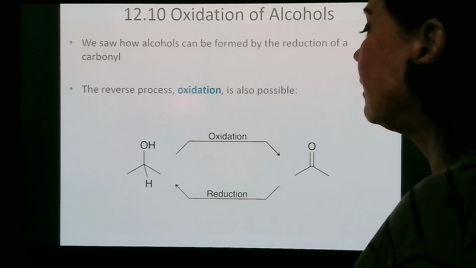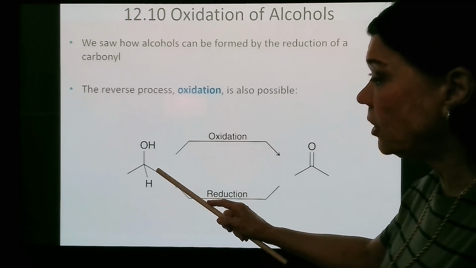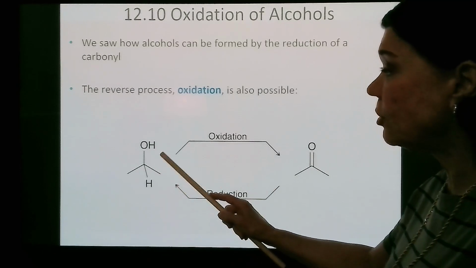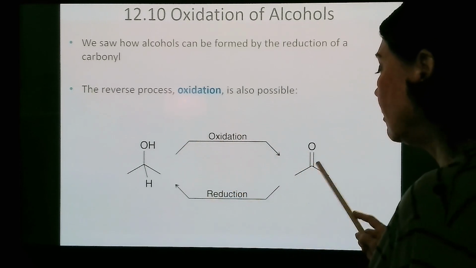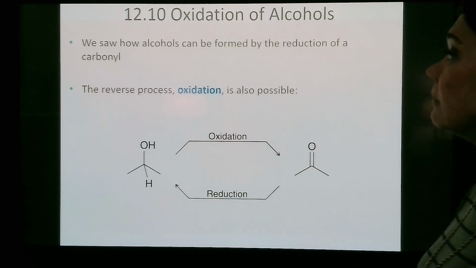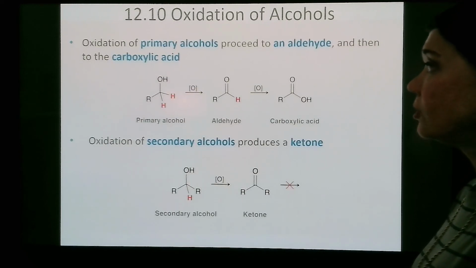The oxidation of alcohols. You've seen the reduction of carbonyls to yield alcohols. You can also see the oxidation of alcohols to yield carbonyls. And that's what we will discuss next.